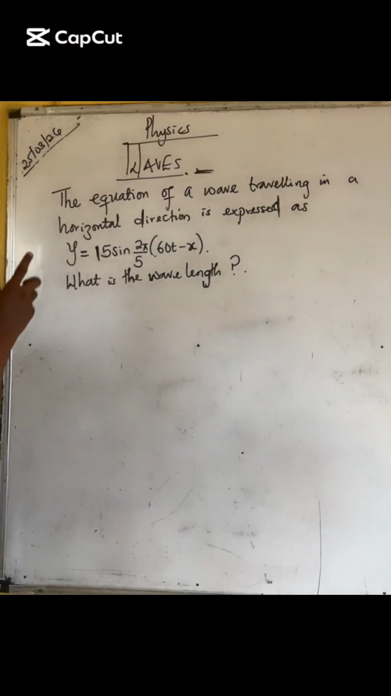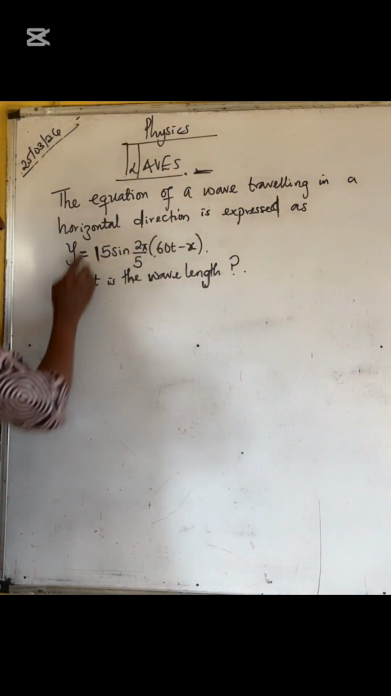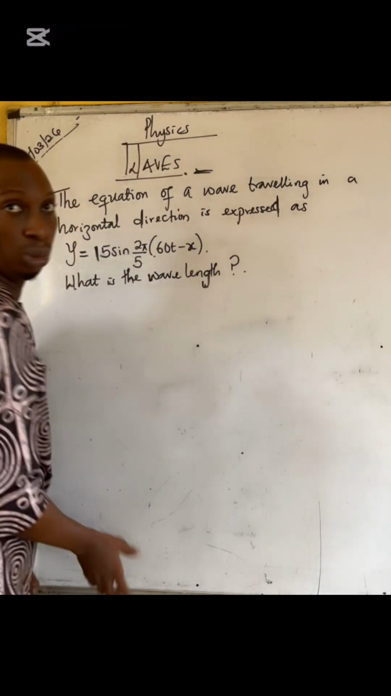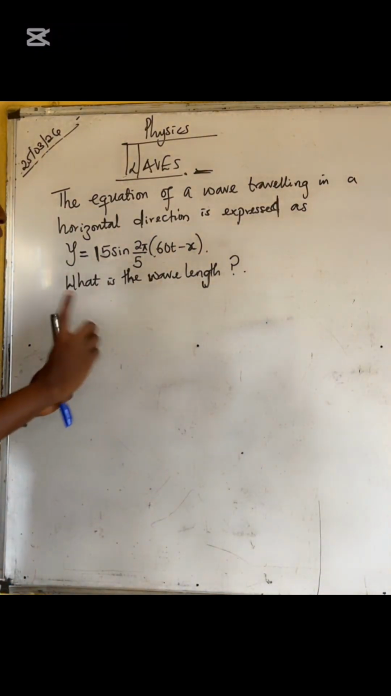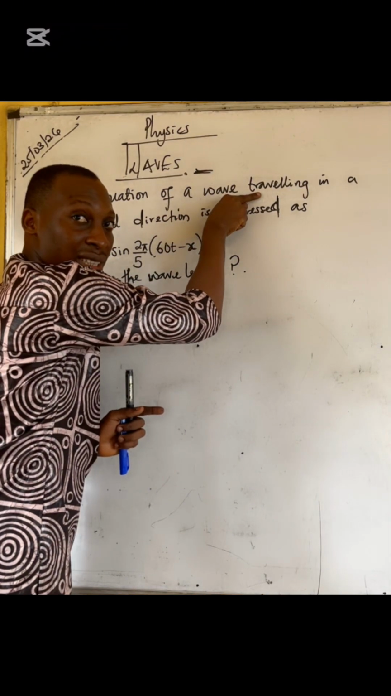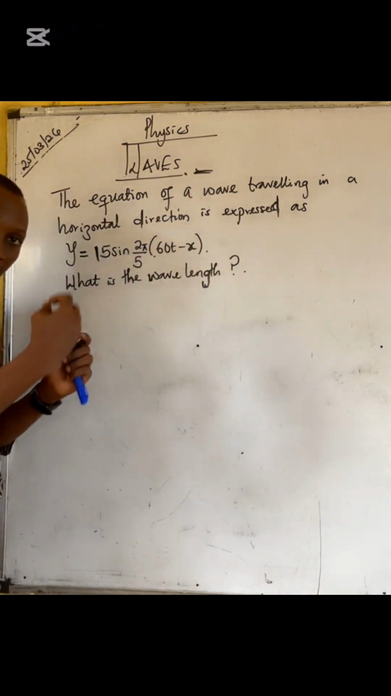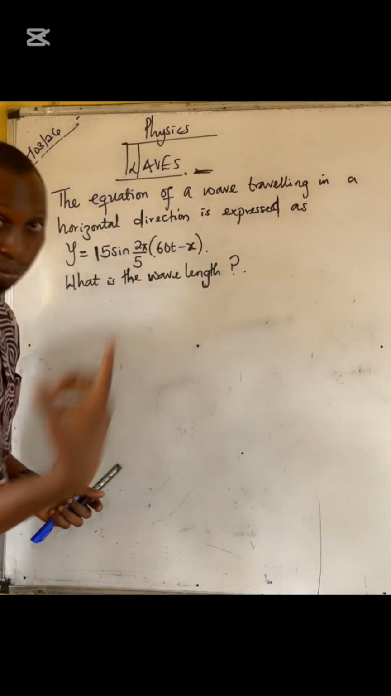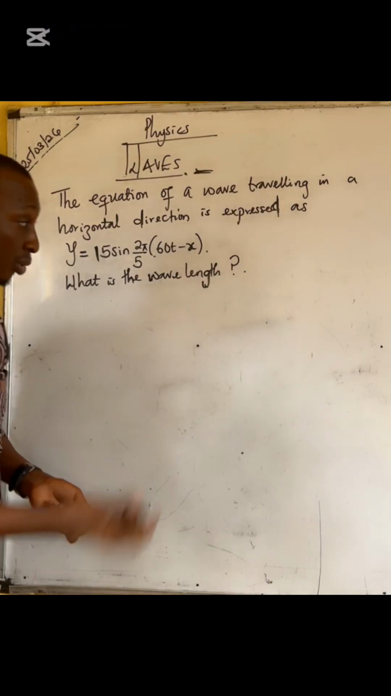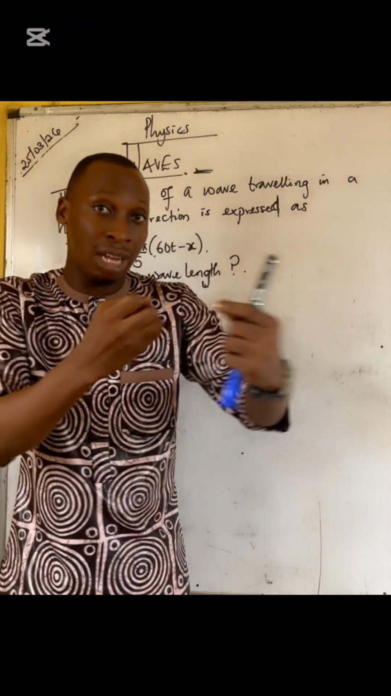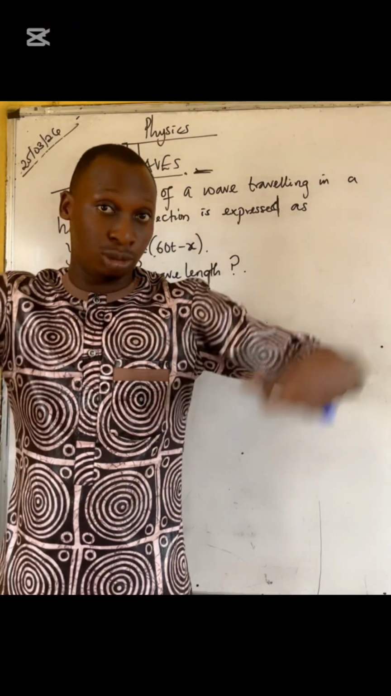Now, I have a problem. The question gives me the equation of a wave, a traveling wave. My emphasis is on the traveling wave. There is this type of wave we refer to as a traveling or progressive wave. What is a progressive wave? A progressive wave is a wave that travels away from its source.